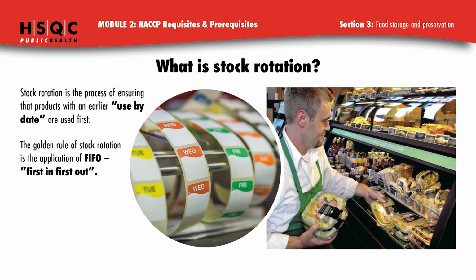What is stock rotation? Stock rotation is the process of ensuring that products with an earlier use-by date are used first. The golden rule of stock rotation is the application of FIFO, first in, first out.